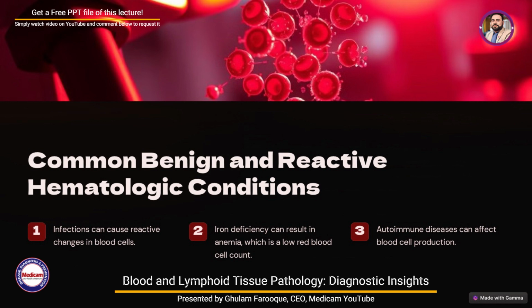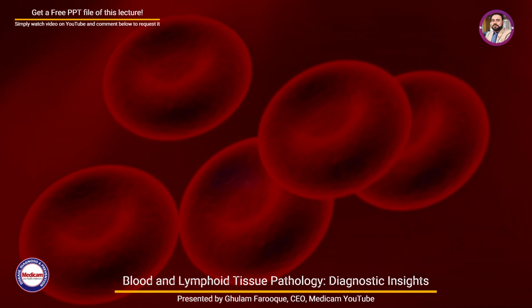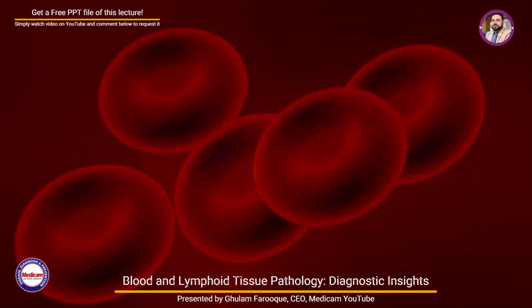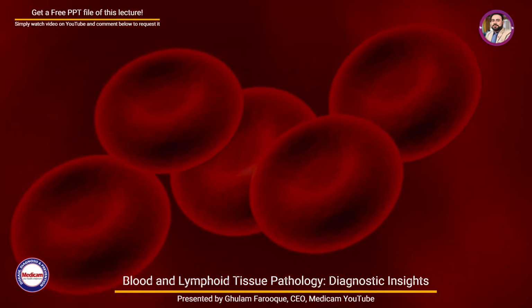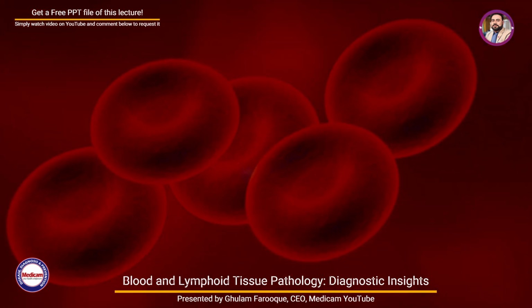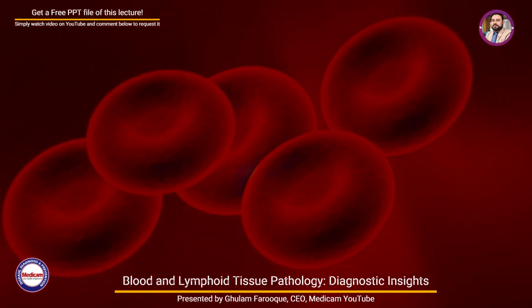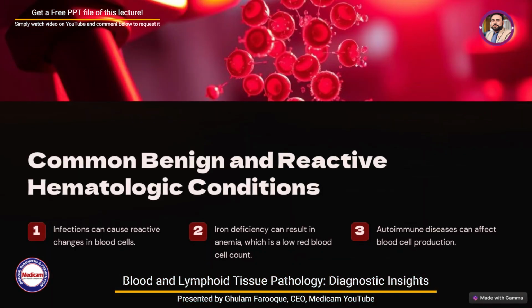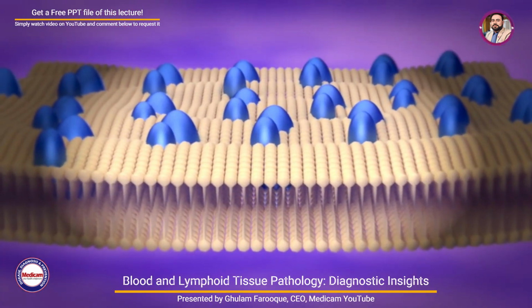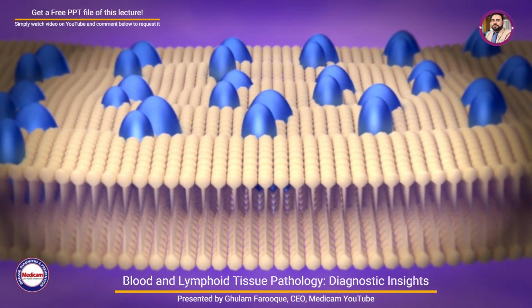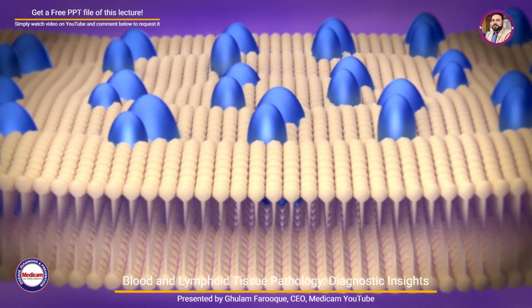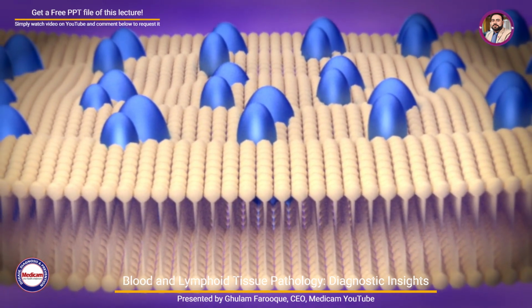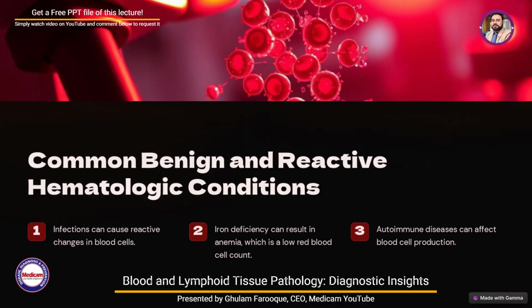Common benign and reactive hematologic conditions. These are non-cancerous blood disorders caused by infections, inflammation, or physiological changes, often resolving with treatment of the underlying cause. Reactive leukocytosis. Increased WBCs due to infections, stress, or inflammation, e.g., neutrophilia in bacterial infections, lymphocytosis in viral infections. Anemia of chronic disease. ACD, reduced RBC production linked to chronic infections or autoimmune diseases.